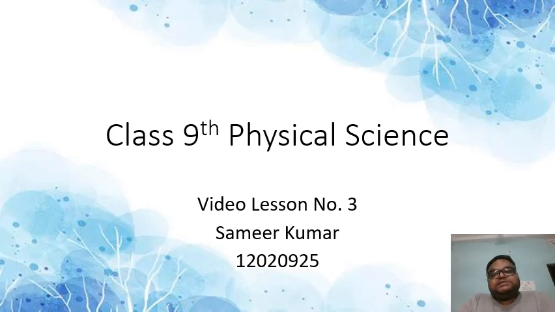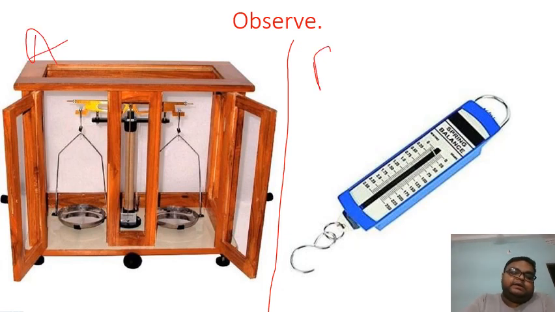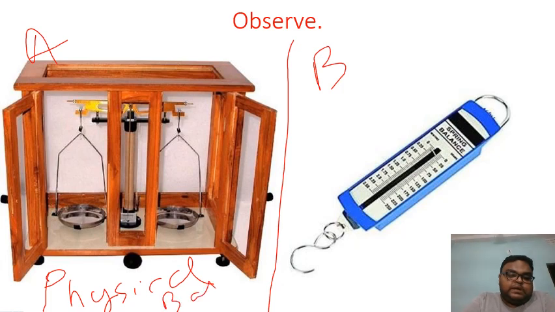In today's class, let's begin by showing a picture. Students, you can observe there are two pictures, picture A and picture B. Tell me, what does picture A represent to you? Yes, picture A represents the physical balance, and picture B represents the spring balance.